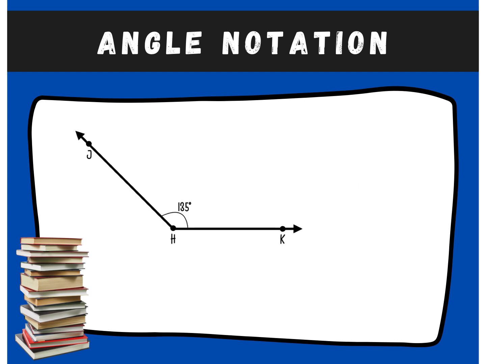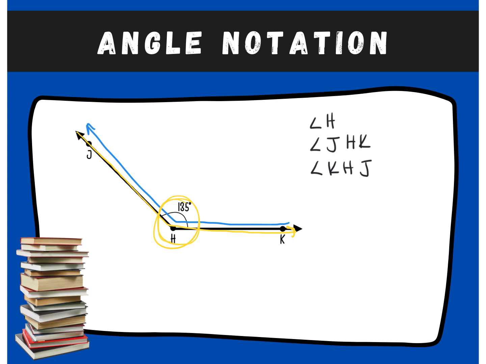Here's another example. Hopefully you're getting the hang of naming these angles. You can go in 2 directions. You can go J, H, K, or K, H, J. And because I only have one angle here, I could also call it angle H. So I've now come up with 3 names for it: JHK, KHJ, or just angle H. Remember, what's important there is that the vertex has to be in the middle. So if you're going to name it with one letter, it's just the vertex. Otherwise, it's in the middle of those 3 letters.